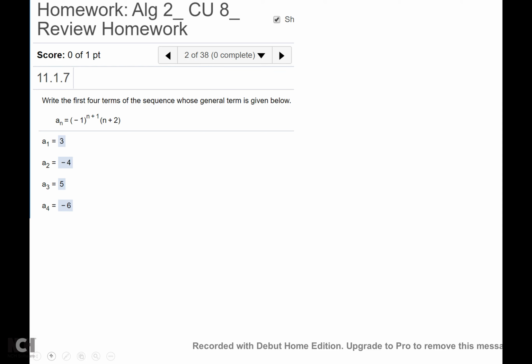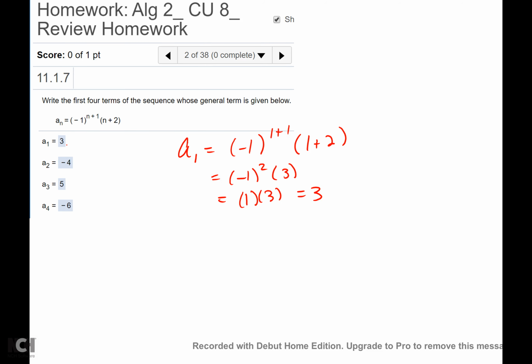Write the first 4 terms of the sequence whose general term is given below. So if we're finding a sub 1, it would be negative 1 to the 1 plus 1 times 1 plus 2. So I have negative 1 squared times 3. That's going to be a positive 1 times 3 is 3. A sub 2 is going to be negative 1 to the 2 plus 1 times 2 plus 2. This is going to be 3.